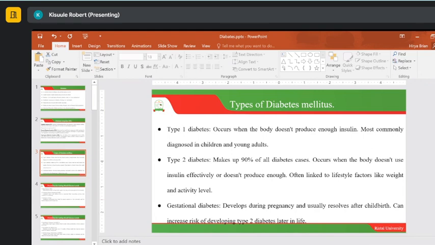And we are saying types of diabetes mellitus. We have diabetes mellitus type 1, and this we are saying occurs when the body does not produce enough insulin. Okay, and we are saying it is most commonly diagnosed in children and young adults. Really, in diabetes type 1, you will see that the body is not producing enough insulin.